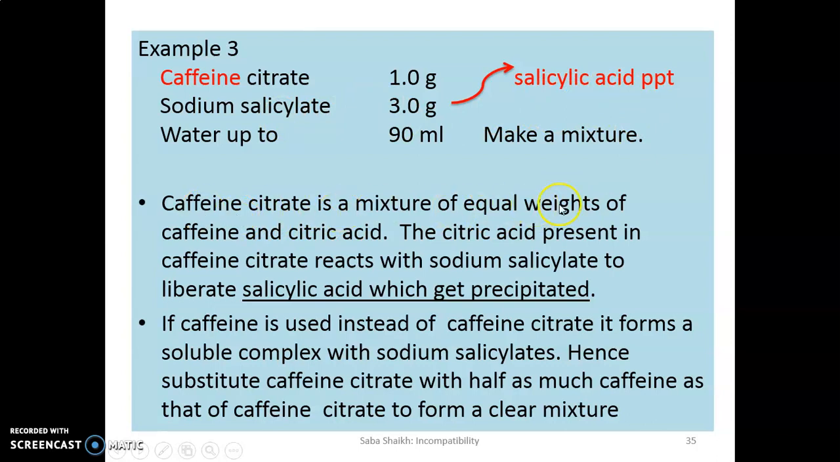Caffeine citrate is a mixture of equal weights of caffeine and citric acid. Means caffeine citrate is what? It's a mixture of caffeine and citrate. The citric acid present in the caffeine citrate reacts with the sodium salicylate to liberate salicylic acid, and that salicylic acid will get precipitated. What they are saying here is that this is an alkaloid where two substances are mixed together, caffeine plus citrate. Now the problem is with citrate. Citrate contains citric acid, and that citric acid will react with sodium salicylate to give the precipitate.